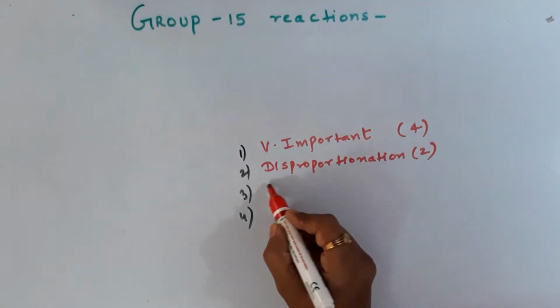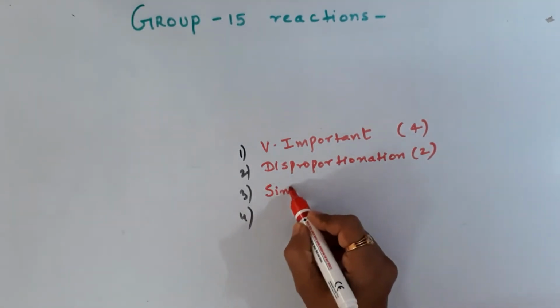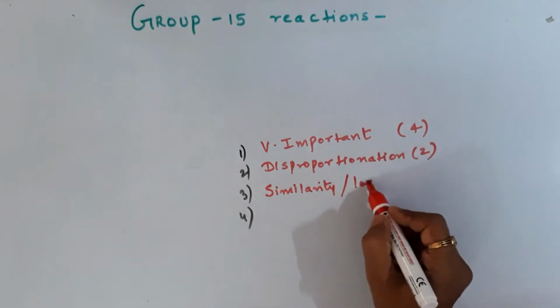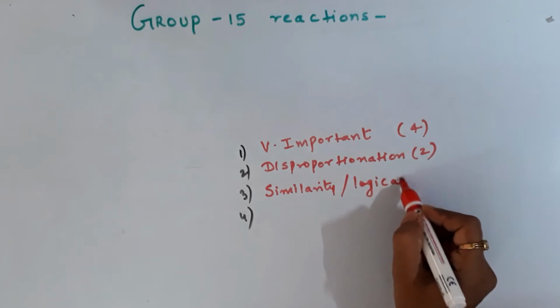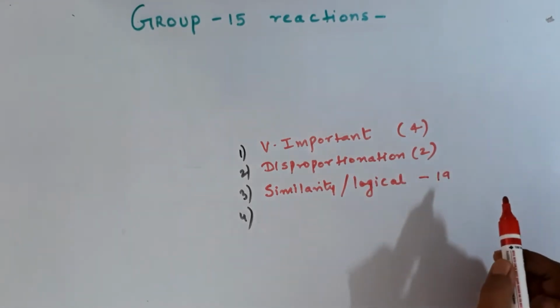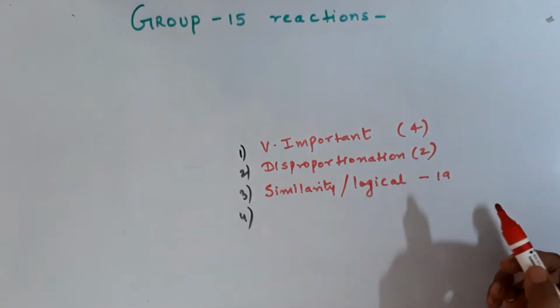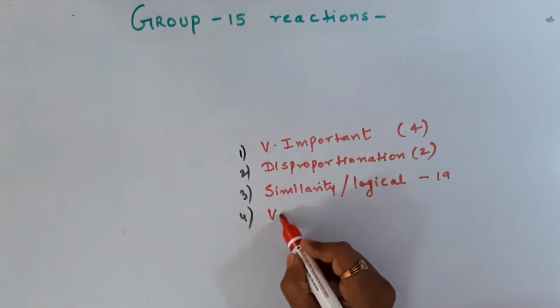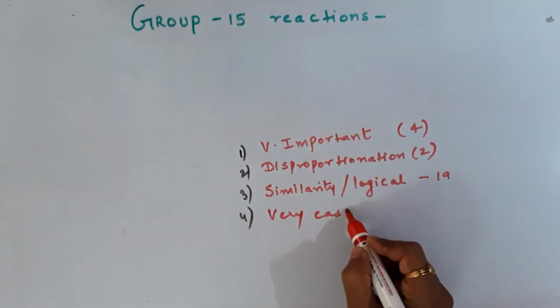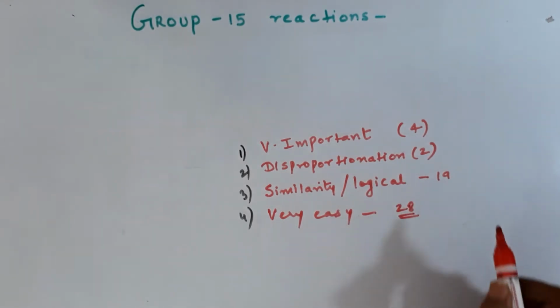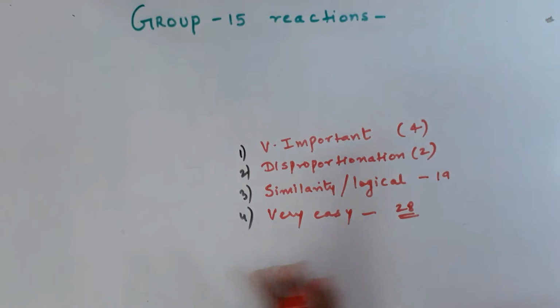Then there are some reactions which are having a lot of similarities. They are more or less having similar features, or we can say they are based upon logics. So they are logical. So approximately I have seen around 19 reactions are there which are having logic based learning. And the last category of reactions, I can say they are very easy reactions, which will be around, let us say, 28 of such reactions are there. So in this manner we are going to address all these reactions.